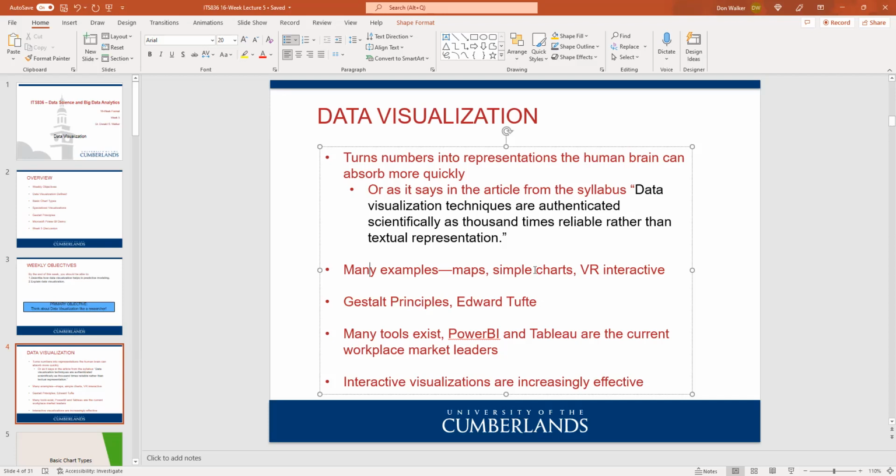And then for data visualization, there are many tools available. You can, of course, Excel has charts.